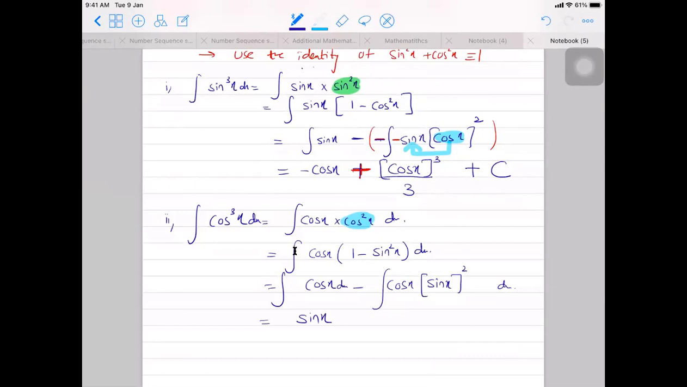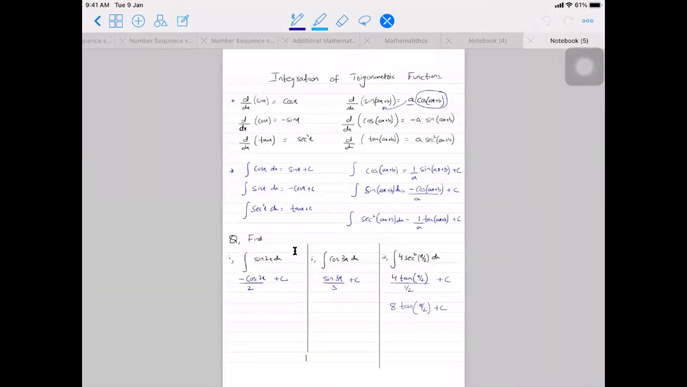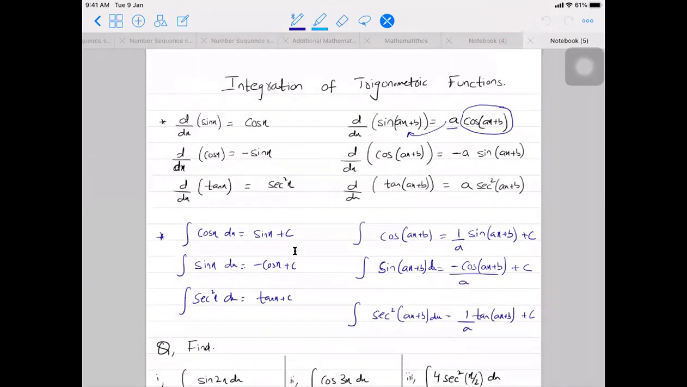And coming over here where we have a product, cos x multiplied by sin x to the power square, the function is sin x. What is the differentiation of sin x? Minus cos x. Okay, let me get you back over here. The differentiation of sin x is cos x and the differentiation of cos x is minus sin x.